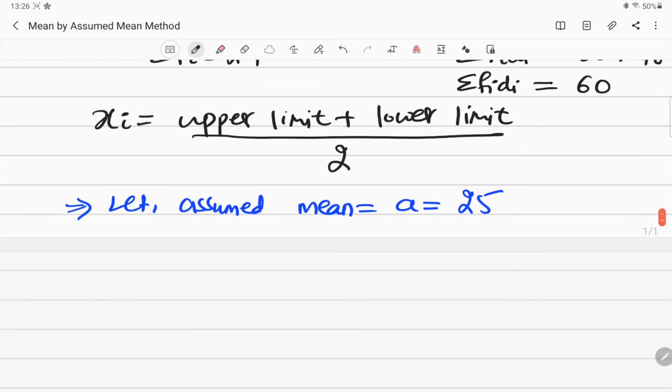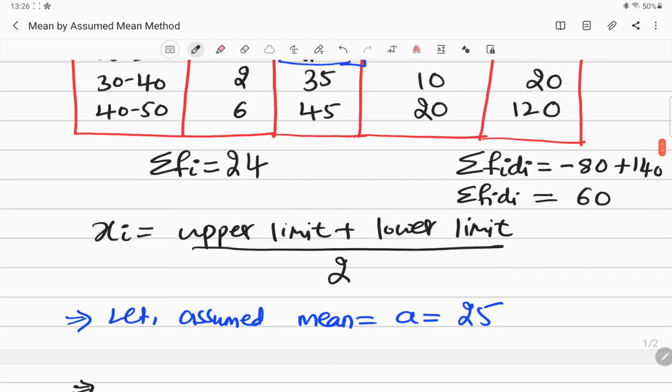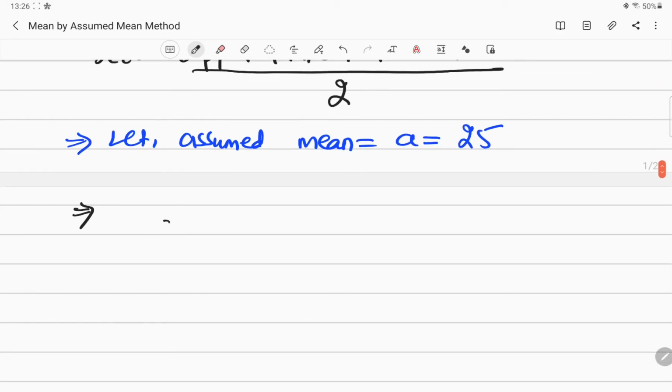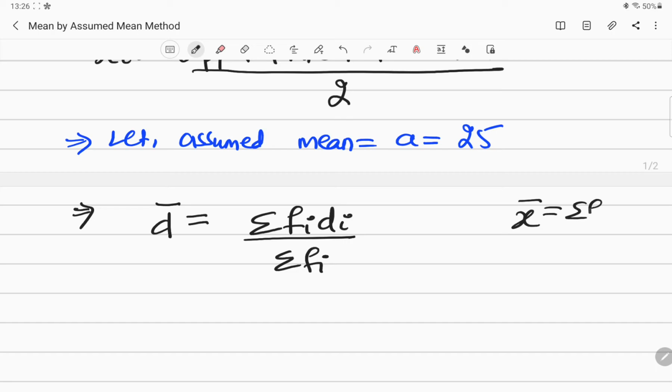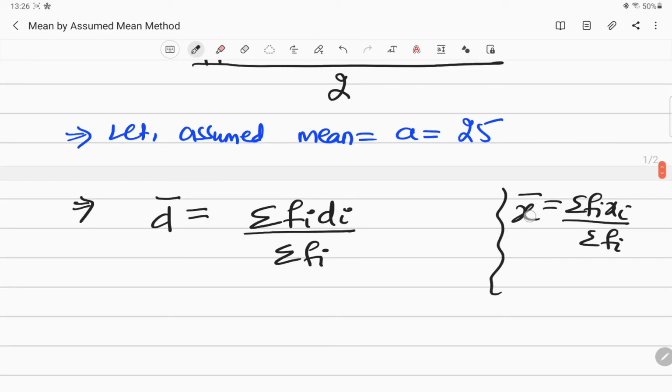All right, now we want x bar, right? So x bar means the mean we need to find out. But as we got sigma fi di and sigma fi, let us write d bar. D bar is equal to, what is the formula? Sigma fi into di divided by sigma fi. You must be asking me, sir, why are you finding d bar? See, x bar is equal to, you know the formula, no? Sigma fi xi divided by sigma fi. So similarly, I am going to have the formula for d bar also. Anyway, this is the rough work that I did.